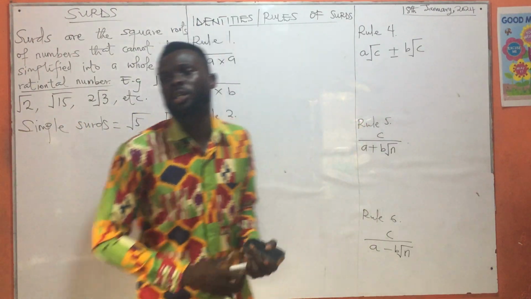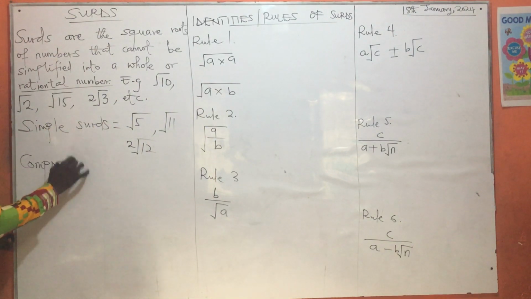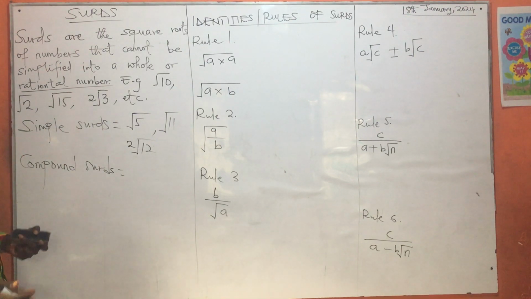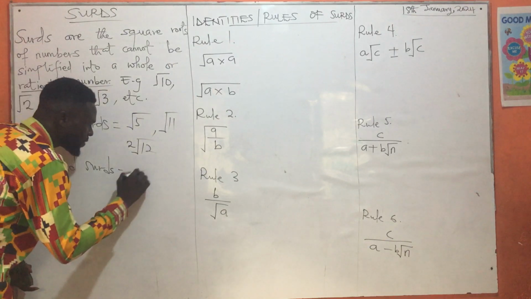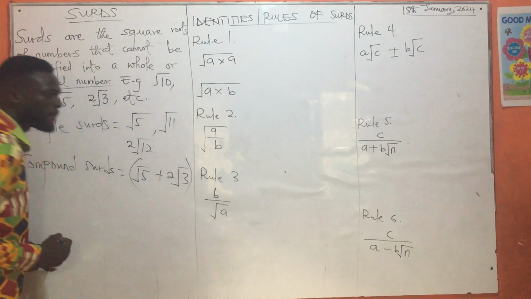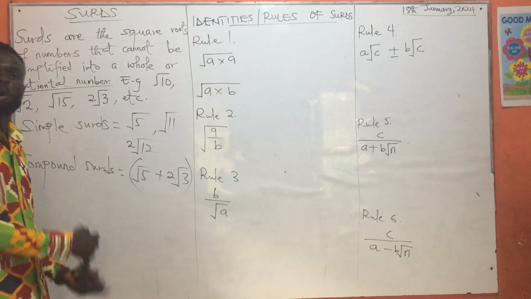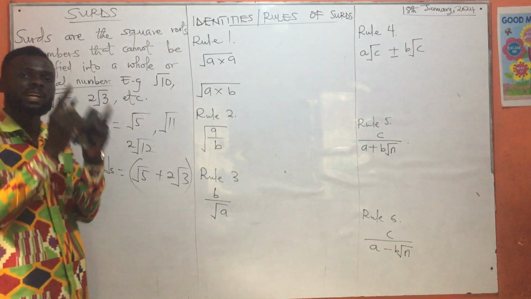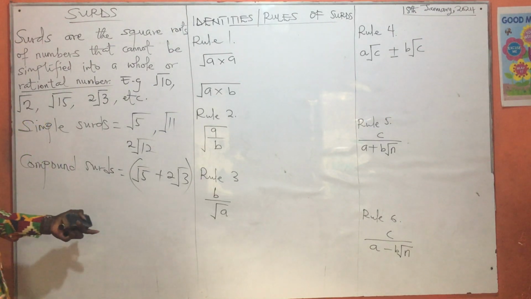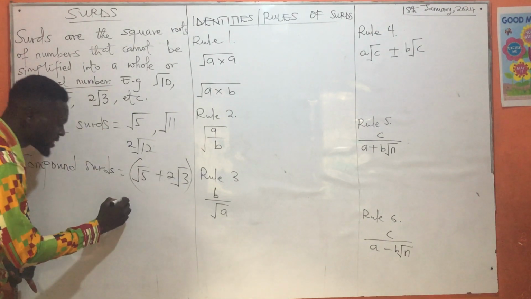Is that clear? Good. Then we also have compound surds. A compound surd is the combination of 2 or more simple surds. So if I have surd 5 plus 2 surd 3, this is a compound surd. So 2 or more surds will give you compound surds. But a single surd is a simple surd, that is, it has only one surd. But a compound surd has 2 or more surds. So you can give more examples.